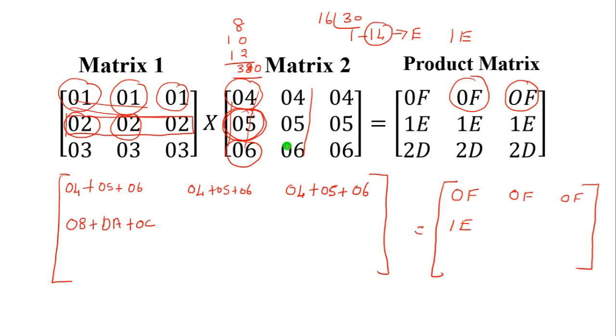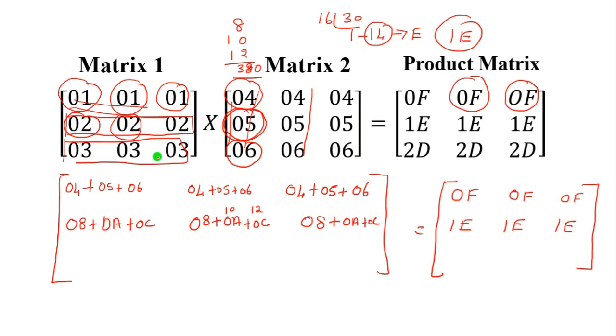Like that we are going to perform multiplication and addition. 0 to be multiplied with this 0 4 8 plus 0a plus 0c. 0a is equal to 10 in decimal, 0c is equal to 12 in decimal. The result is 30. The total number is 30. The equivalent hexadecimal number is 1e. Like that we are going to perform this next column, 0a plus 0c. The answer is 1e.